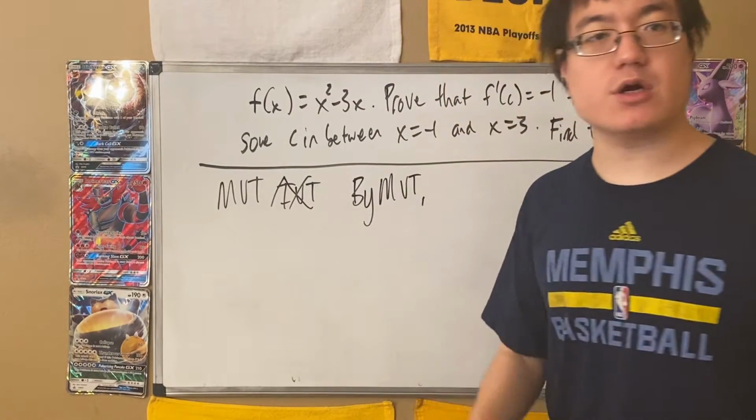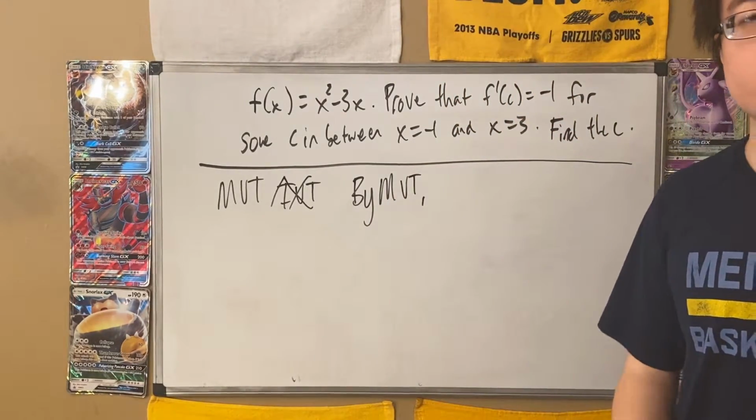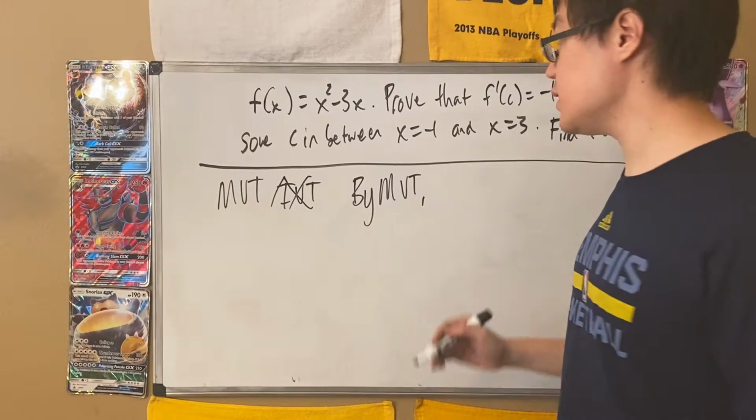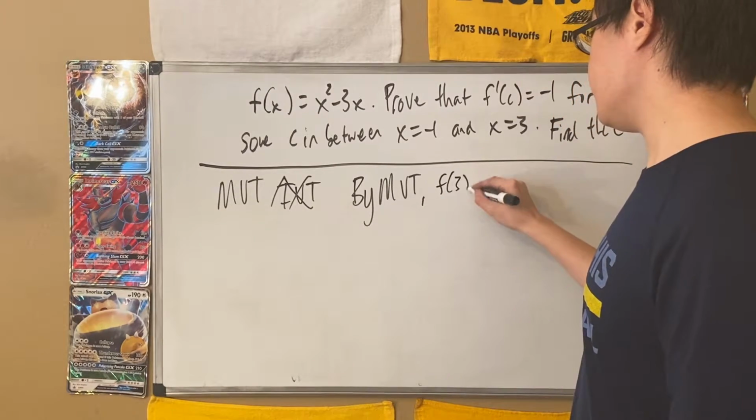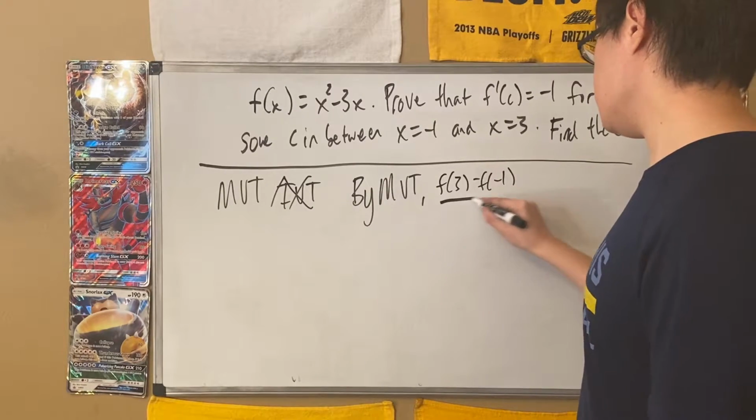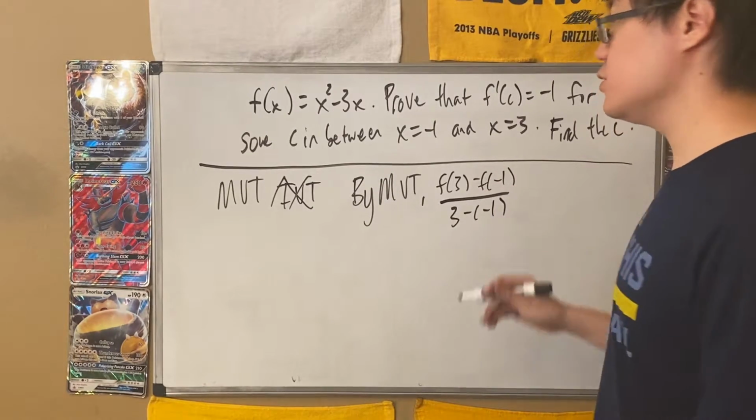And what I do is I just start immediately doing algebra slope, where algebra slope is y2 minus y1 over x2 minus x1. So it's going to be f of 3 minus f of -1 over 3 minus -1. This shouldn't be too bad.